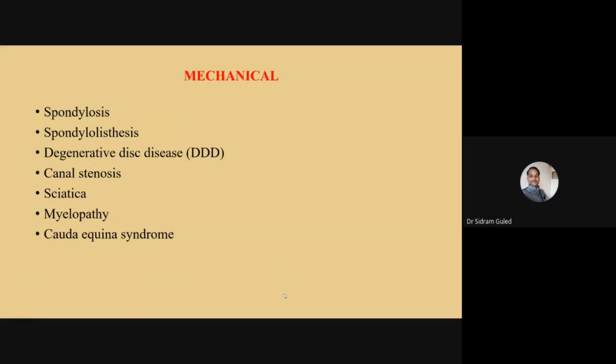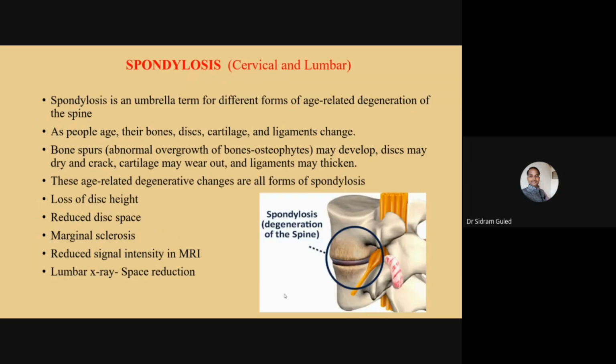We will discuss in detail the mechanical causes of spinal diseases: spondylosis, spondylolisthesis, degenerative disease, canal stenosis, sciatica, myelopathy and cauda equina syndrome. The first five or six I will discuss in detail, because they are very common. First, spondylosis, both cervical and lumbar. Spondylosis is not a single condition; it is an umbrella term for different forms of age-related degeneration of the spine, caused by degenerative conditions of the spine.